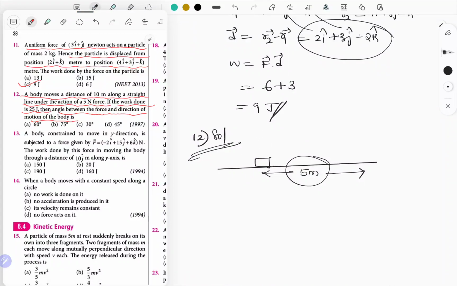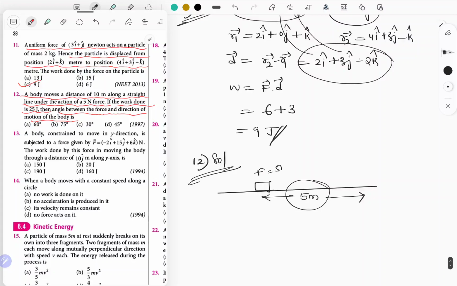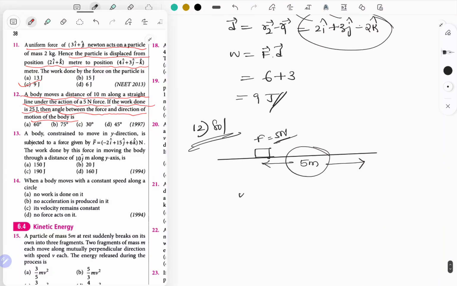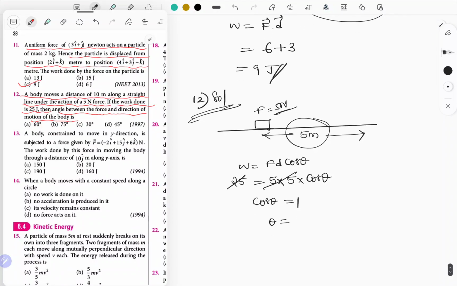So name this F is equal to 5 newtons. What's the work done formula? Work done is equal to F D cos theta, right? What is the work done value they have given? It is 25 joules. Force 5 newtons, displacement 5 meters, into cos theta. So 5 fives are 25, 25 will get cancelled. Then cos theta is equal to 1. At what value of theta do you get cos theta as 1? 0 degrees. Which option matches?